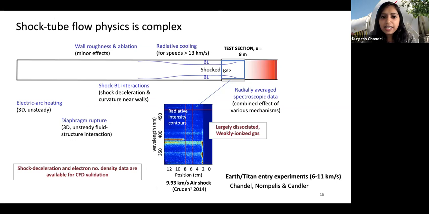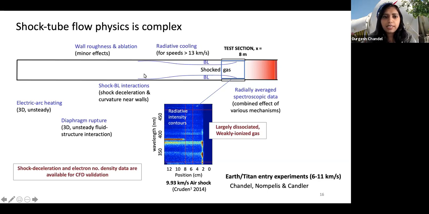So yeah, here I highlighted some of the challenges, but modeling everything all together in a computationally feasible manner is difficult. So what I did, I simplified the flow in the EAST facility. We ignored the 3D unsteady process of electric arc heating and assumed that at the beginning of the simulation, we have a uniformly heated driver gas and the diaphragm is fully open. So then we have a normal shock wave propagating from the diaphragm to the test section. And I ignored the radiative cooling, which was okay at that speed. The wall roughness and ablation effects were ignored.